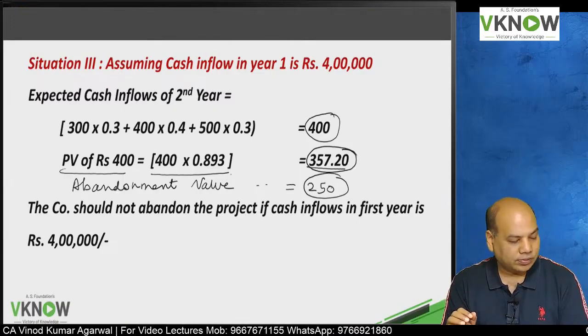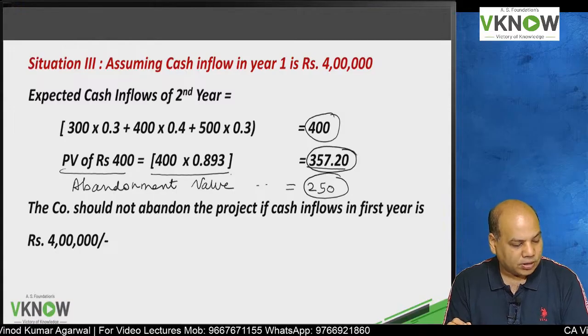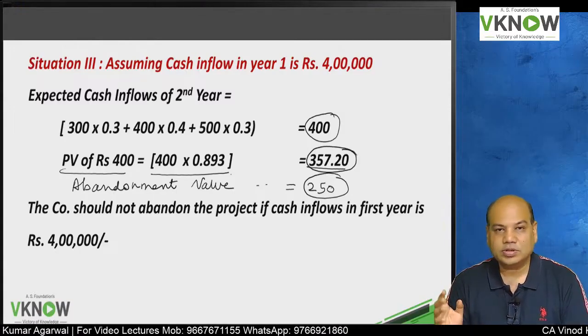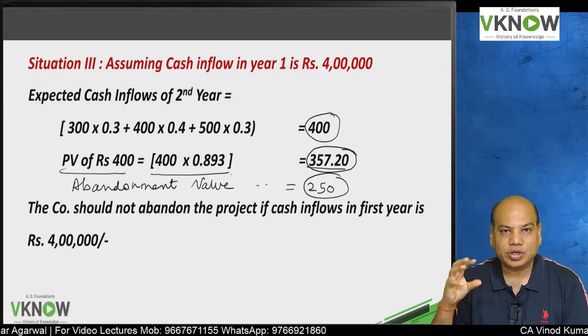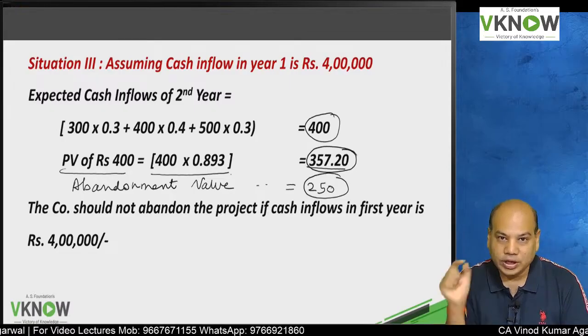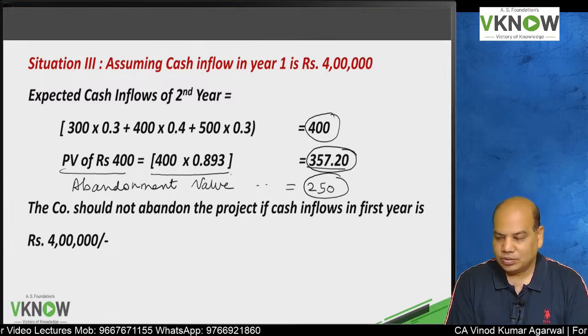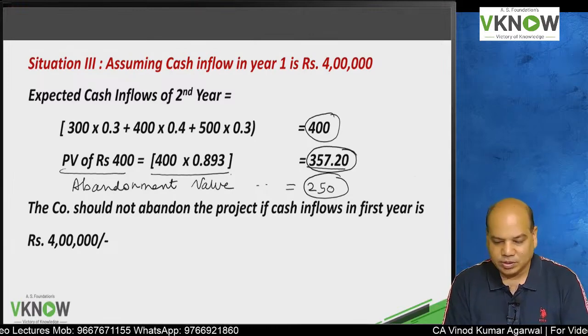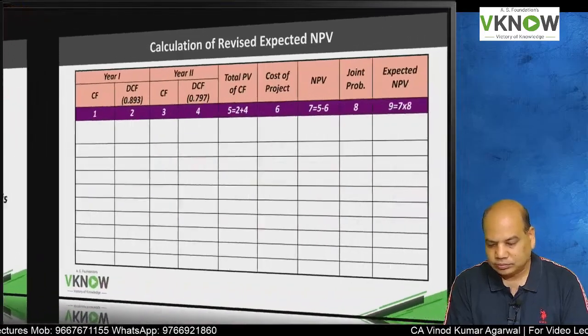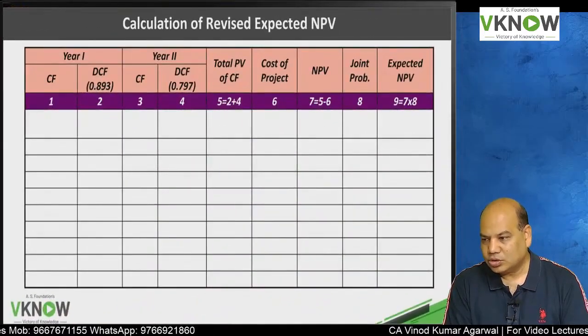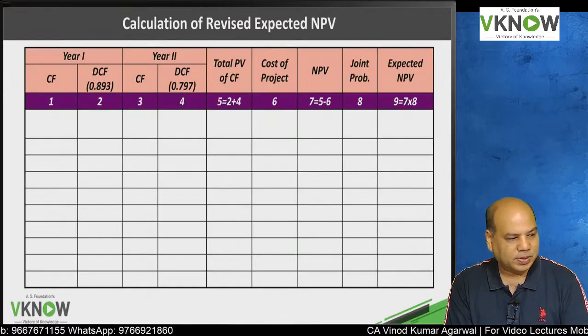Answer is still not over. You have to compute the new mean NPV. Suppose you decide to abandon the project in year 1 on getting 200, what will be your revised NPV? So write down calculation of revised expected NPV.